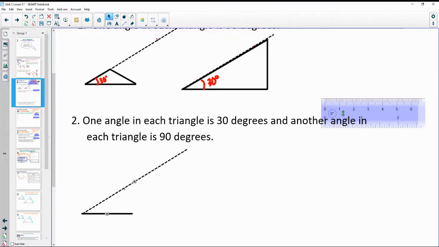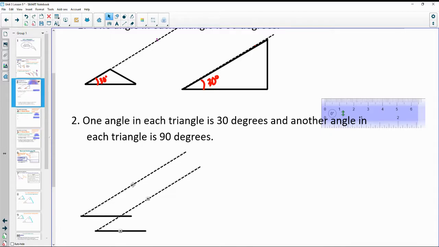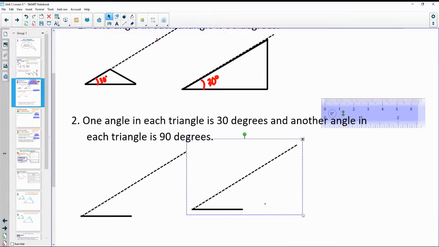Okay, so here's a 30-degree angle. And now I need to have a 90-degree angle as well. So not only a 30, but I also need to have a 90. And again, remember, you're trying to get them as different as you possibly can. Okay, so I'm just going to start like this.